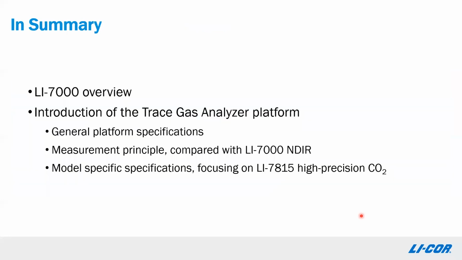So just to summarize before I hand back to Yi to talk about the Apollo systems, we gave a very brief overview of LI-7000, including NDIR, and touched on the 830, 850 instruments that are still in service. And then we gave an introduction to the trace gas analyzer platform that will be replacing the 7000. So we gave some general platform specifications, an overview of the measurement principle, compared that with the NDIR approach used by the 7000 and 850. And then we looked at some model-specific specifications, focusing on that performance for high-precision CO2 delivered by the 7815.